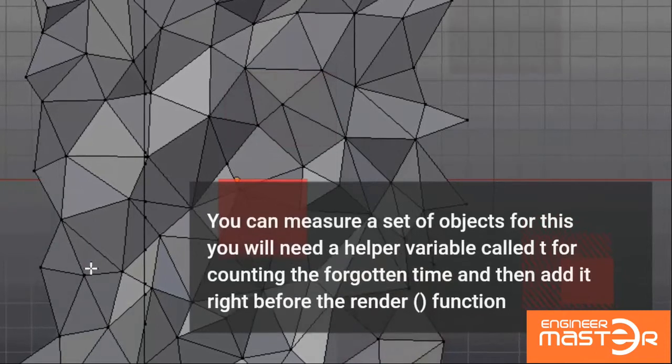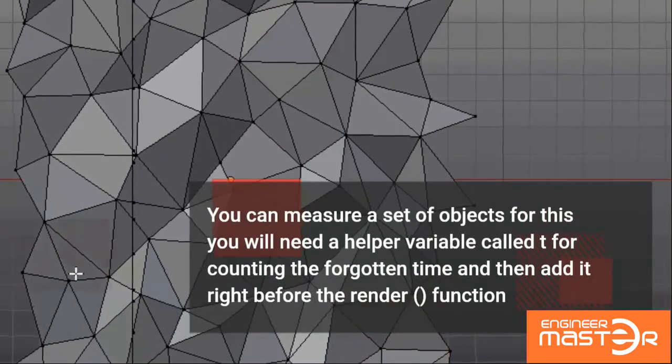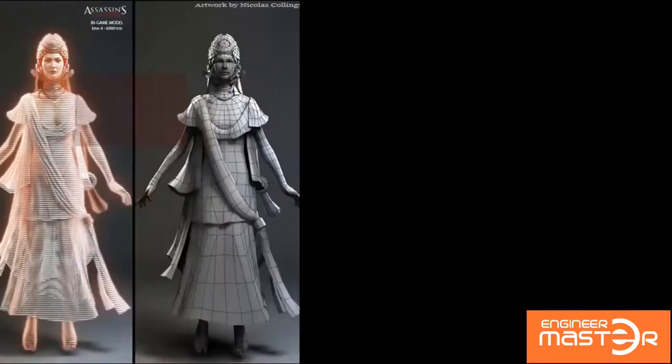You can measure a set of objects. For this you will need a helper variable called t for counting the elapsed time, and then add it right before the render function.